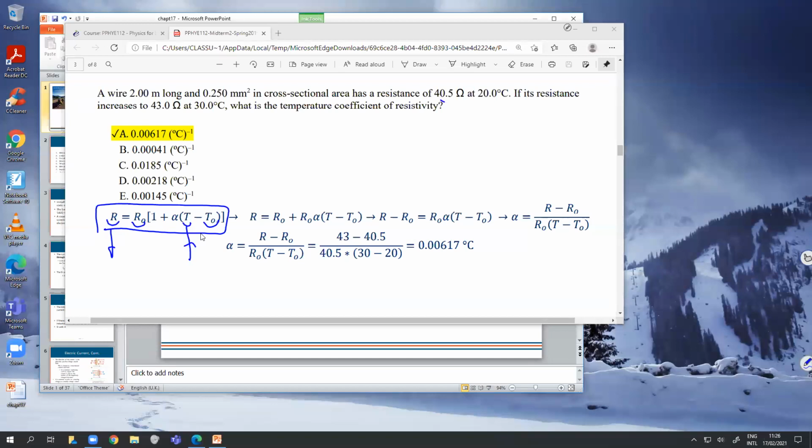The resistance at the reference temperature is given. This is the R0, and this is the T0. And the resistance at another different temperature is given. So R is given, T is given, R0 is given, T0 is given. And you are asked to find alpha. So it's just a direct substitution into the equation and solving for the unknown alpha. Right, okay, guys? So is that clear?